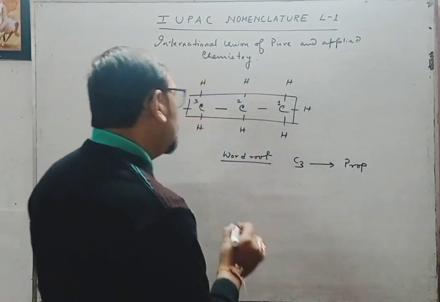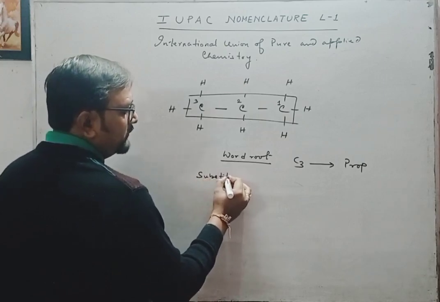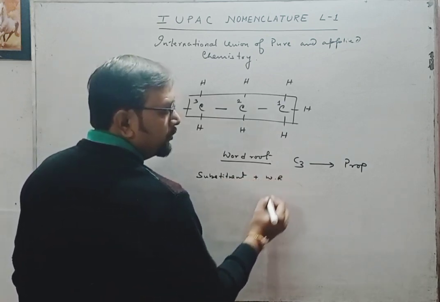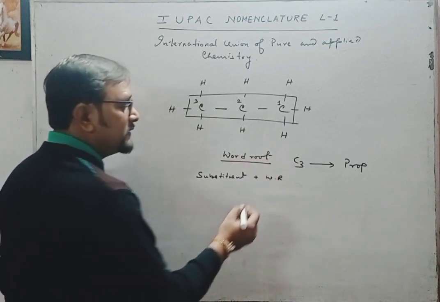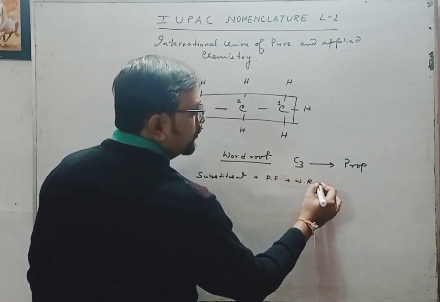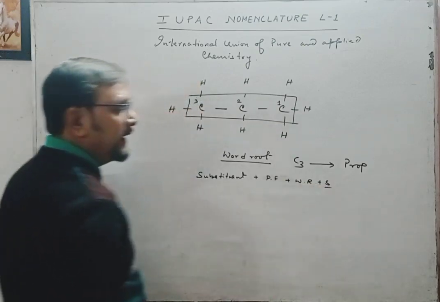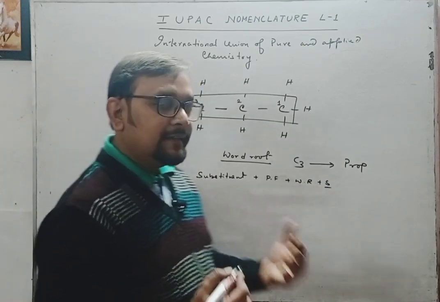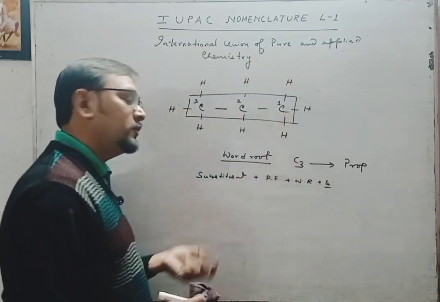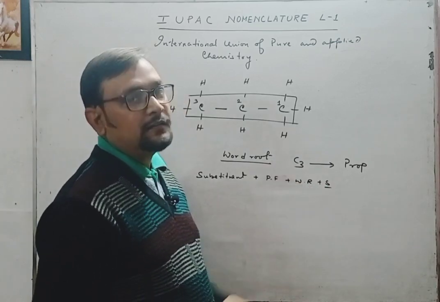Now as per the rule, we always name the substituent first. Then comes your word root. If there is a prefix, we'll write the prefix obviously. Then comes the word root plus suffix. So the suffix will always come at the end. Understood? So if there is any substituent, we'll always finish with the substituent part first. But here we do not have any substituent. So in this case, we can directly go for the word root and the suffix part.